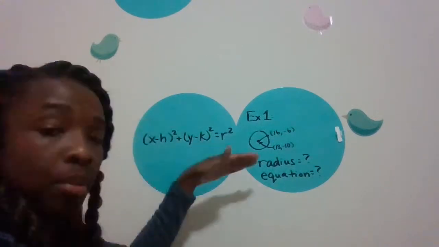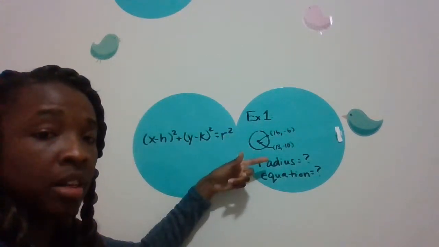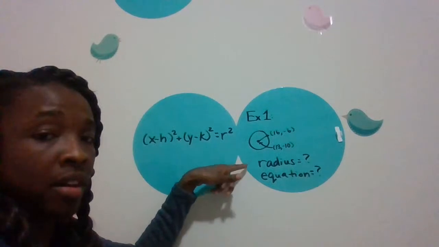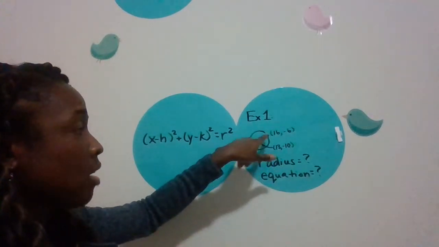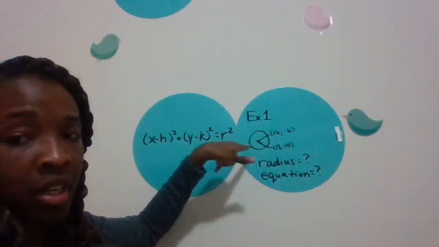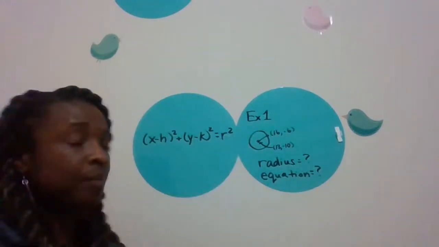So back to the problem. We want to find the radius of the circle and we want to find the equation of the circle. All right. So the first thing we need to find is the radius. We need to find how long this is. We reviewed it in class last week, the distance formula.